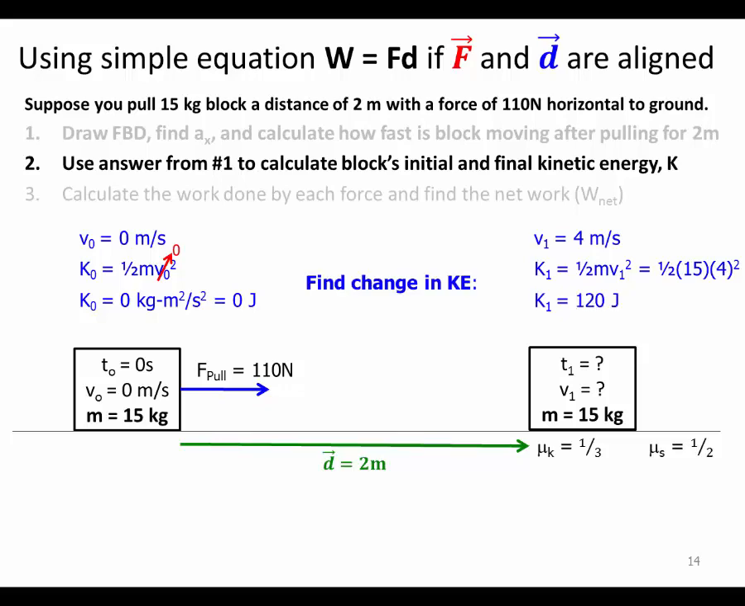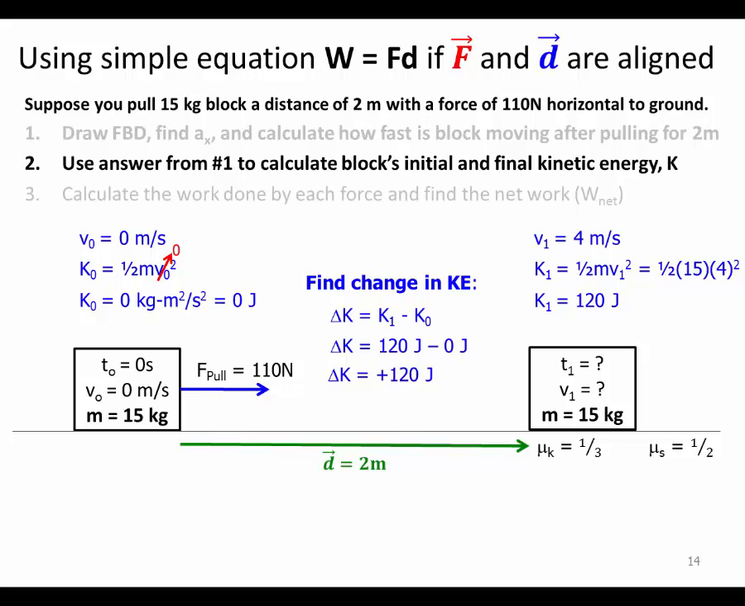To figure out the change in kinetic energy, so delta K equals K1 minus K0. Easy math here. We've got 120 joules minus 0 joules, so our change in kinetic energy is positive 120 joules. So we've added 120 joules of energy to this box through the work that we did.